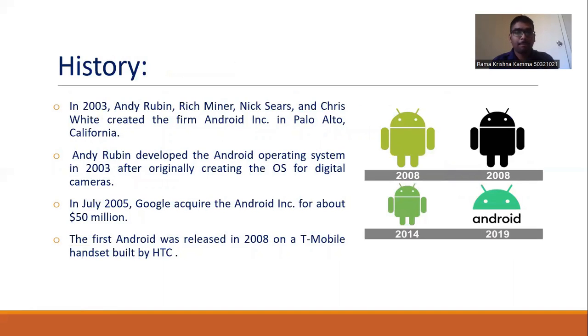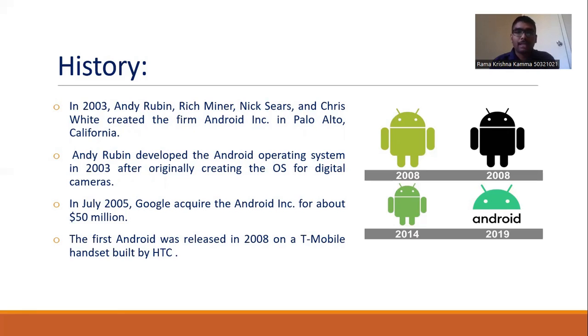So let's deep dive into the history of the Android operating system. The Android era started in 2003, when Android Inc. was established in California by the founders Andy Rubin, Rich Miner, Nick Sears, and Chris White. At first they thought Android would be popular for digital cameras, but at a later point in time they realized its importance for mobile phones. That's the reason they used the Android system for developing mobile phones.